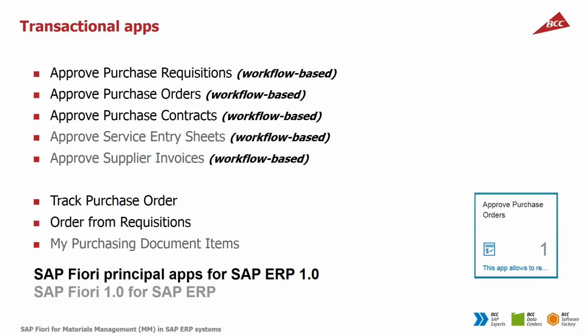The other applications are approve service entry sheets, approve supplier invoices, track purchase orders, order from requisitions, and an overview of my purchasing document items. As you can see, those applications are delivered within 2 different products. The first product was delivered some time ago as the first wave of SAP Fiori applications. This is SAP Fiori Principal Apps for SAP ERP 1.0. The other product which delivers further apps is SAP Fiori 1.0 for SAP ERP. If you want to use the complete scope of applications available for materials management, then you need to install both products on your SAP instance.